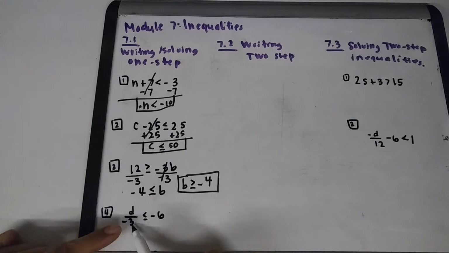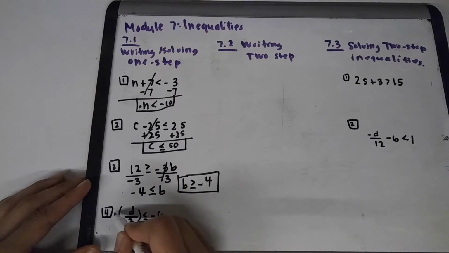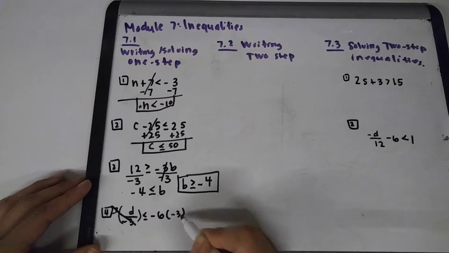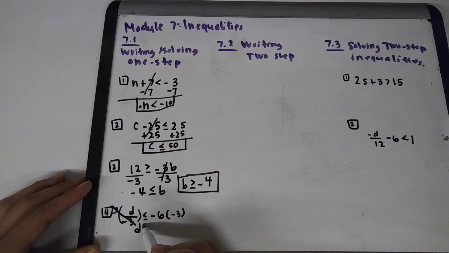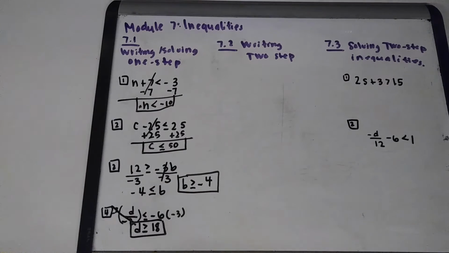Now, the d is being divided by negative 3. So the opposite of a division is multiplication. So I'm going to multiply that by negative 3. That cancels out. Multiply by negative 3 there. So remember, I am multiplying by a negative, so therefore I have to reverse my inequality symbol. So it's going to be greater than or equal to, and the negative 6 times the negative 3 is a positive 18. So I'm done there. Okay, now let's write a one-step inequality.